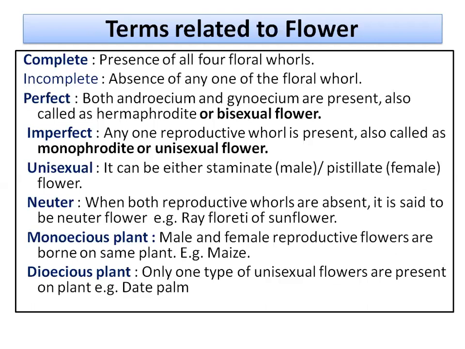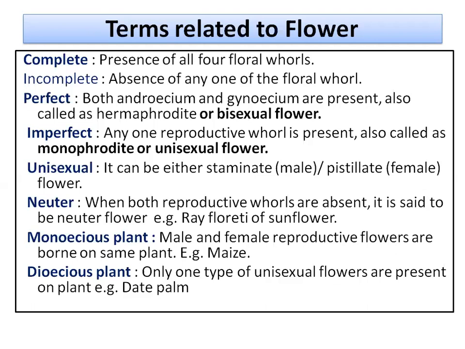Okay. Then an imperfect flower: if any one floral whorl is absent, then it is known as an imperfect flower or unisexual. Suppose it contains only androecium and the gynoecium is absent, then it is known as unisexual. It contains only one sex organ, either male or female. So what is unisexual? It can be either staminate or pistillate, meaning it contains the stamen, the male reproductive organ, or the female reproductive organ.